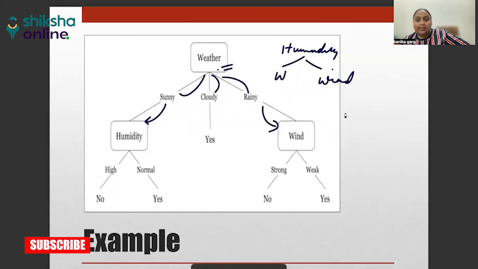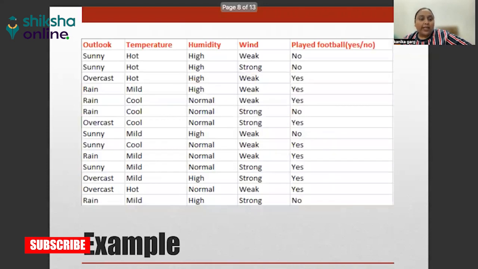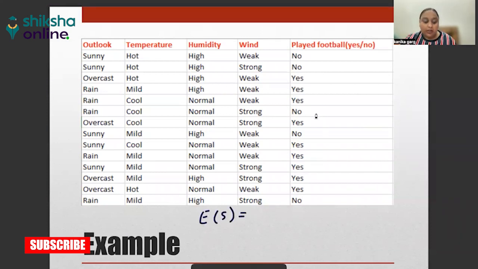For our example, let's go back and see the table. Let me take the outlook attribute first and calculate the values based on it. Let's first find out the entropy of the class variable. How many no's and yeses are here? If you just see here, 1, 2, 3, 4, 5 no's and 9 yes are here.